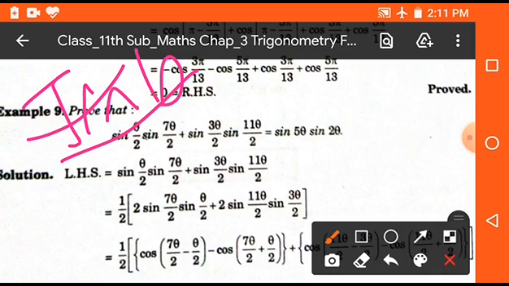Clear? So the next question is: sin(θ/2) sin(7θ/2) + sin(3θ/2) sin(11θ/2). We have to prove that this equals sin 5θ sin 2θ. Now multiply by 2 in both terms and divide by 2. That means we arrange them like 2 sin A sin B. So by putting the formula we get 1 upon 2 in brackets cos(7θ/2 − θ/2) − cos(7θ/2 + θ/2).